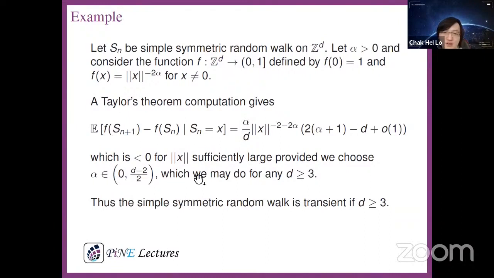So it has to be greater than or equal to 3. This is exactly why this proof only works for d greater than or equal to 3. When d is greater than or equal to 3, this proof works. So we show that the simple symmetric random walk is transient.